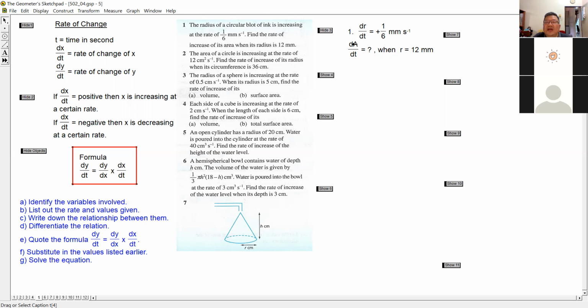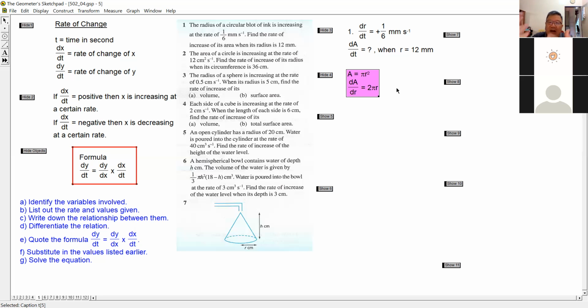So what is the relationship between these variables here, A and r, the area of the circular blot and the radius? A equals pi r squared. Now this relationship without t, you have to differentiate. The subject of the formula is A, so you differentiate A with respect to r. So dA/dr is 2 pi r.